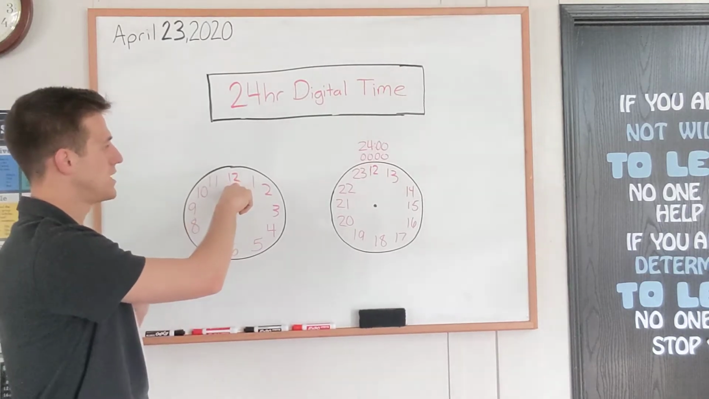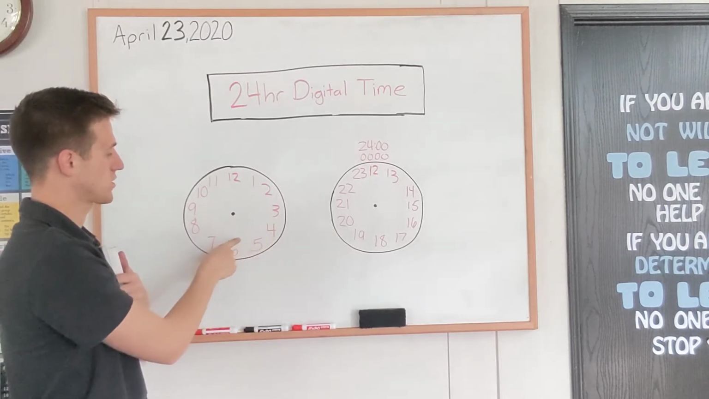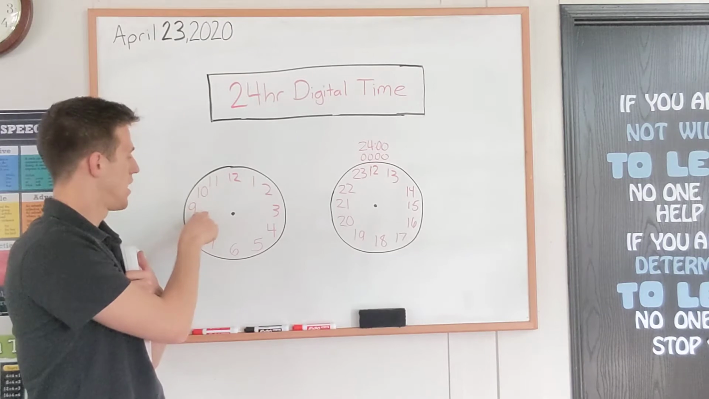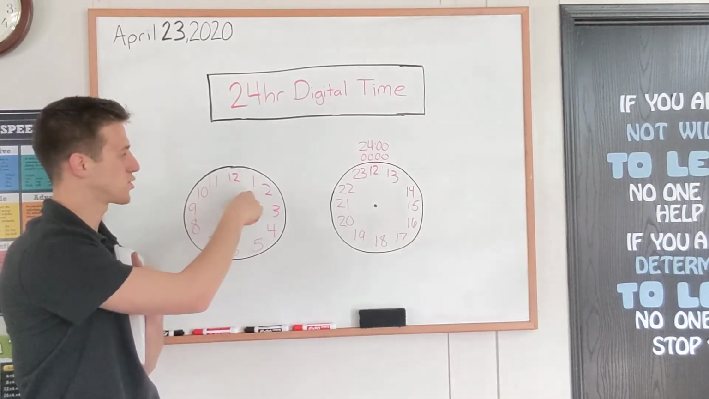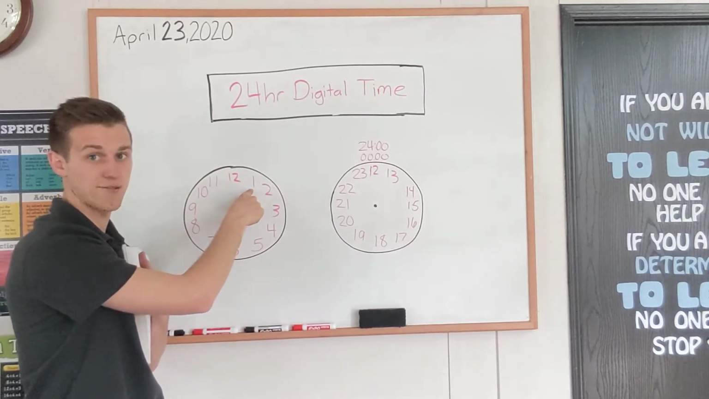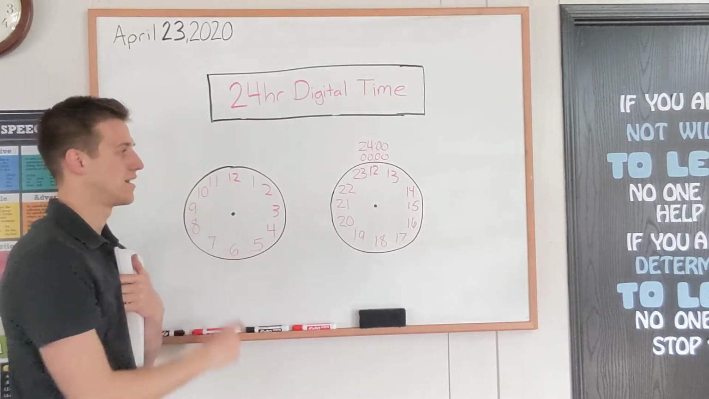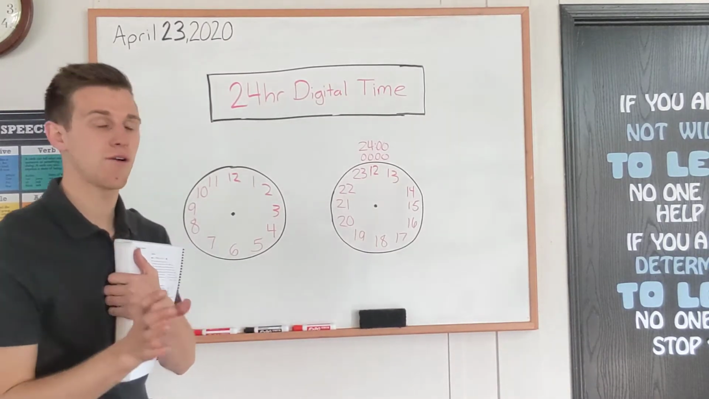So here was midnight, 1 o'clock in the morning, 2 o'clock in the morning, 3 o'clock, 4 o'clock, 5 o'clock, 6 o'clock, 7 o'clock, 8 o'clock. We're here at 9 o'clock in the morning. Then we go to 10, 11, then at noon, we go again, we start with our 1, it's 1 o'clock in the afternoon, 2 o'clock in the afternoon, 3, 4, 5, 6, 7, 8, 9. What we're learning about today is that there's the 24-hour time period.